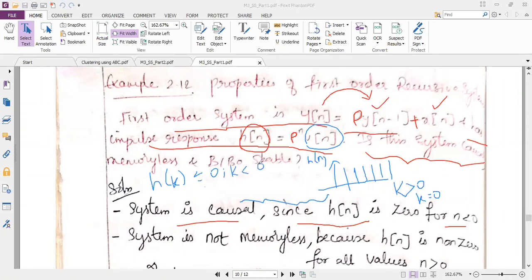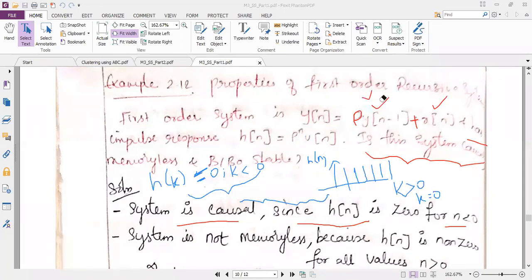Can anybody tell me whether my analysis is correct for this problem? Can I say the system is causal? Is it right? Are you getting any confusions here? So I conclude that the system is causal. The condition for causality is h of k should be equal to 0 when k is less than 0.